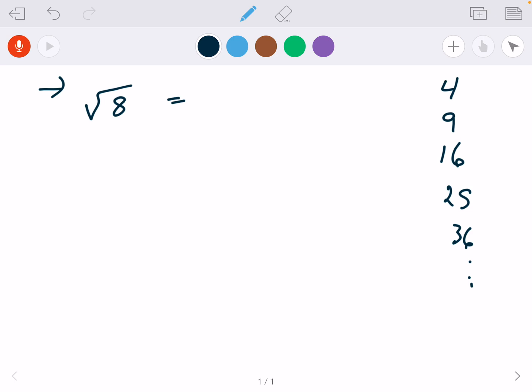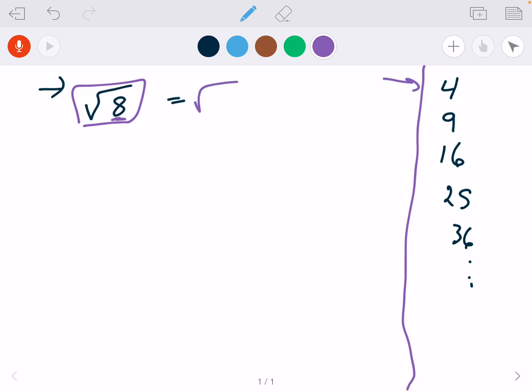So when we simplify the square root, we are looking for one of these perfect square factors as one of the factors of this. So if I'm looking at 8 and I'm looking at my list over here, factors, I can see 4 goes into 8 evenly. And what number times 4 gives you 8? Well, the answer is 2. So this simplifies to the square root of 4, which is 2, radical 2.